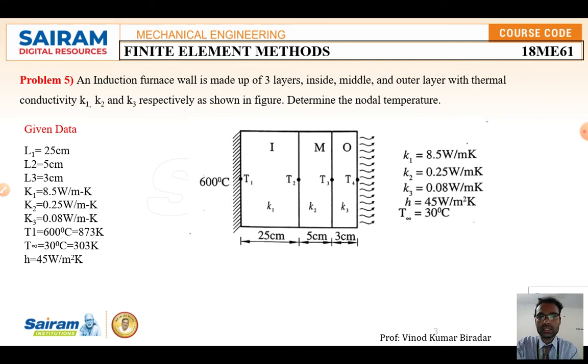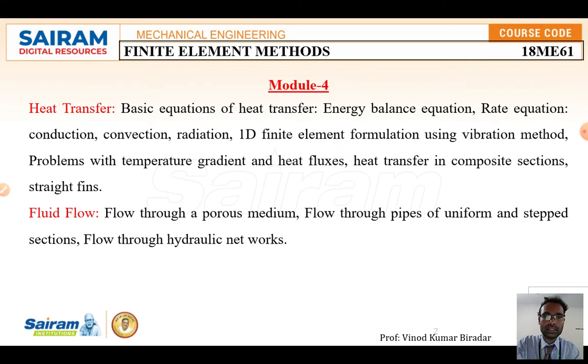A question is given like this. An induction furnace wall is made up of three layers. I will repeat, an induction furnace wall is made up of three layers, that is inside, middle, and outer layer, with thermal conductivities K1, K2, K3 respectively as shown in the figure below. Determine the nodal temperatures. So the temperature distribution across the wall you need to calculate in this problem.